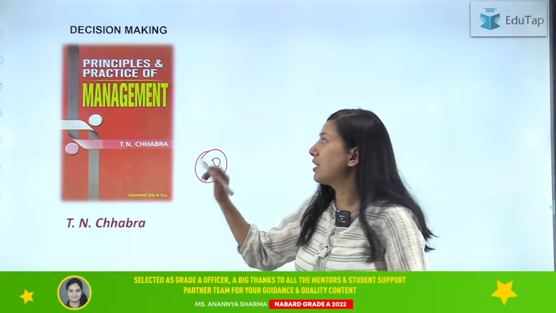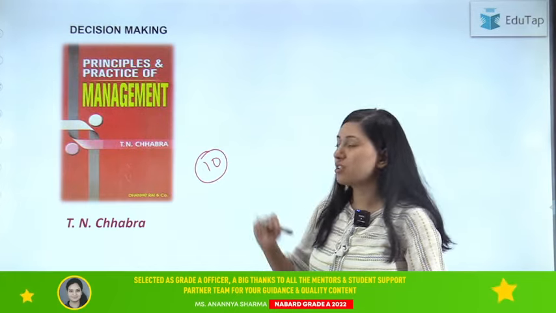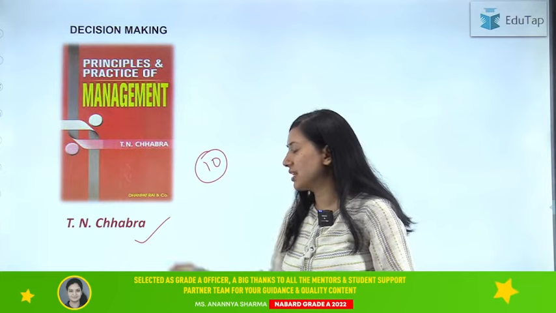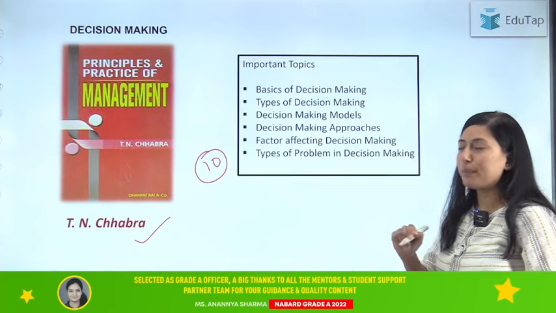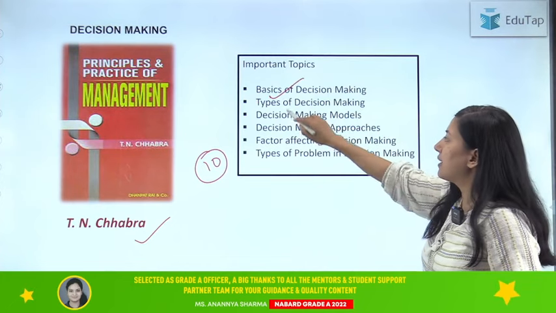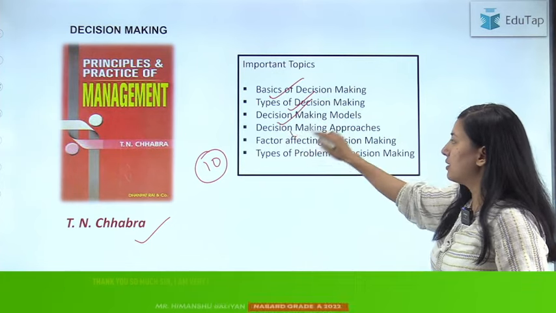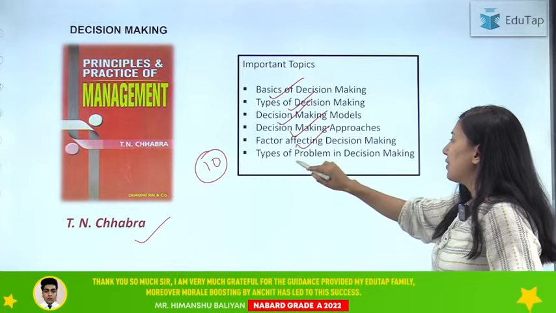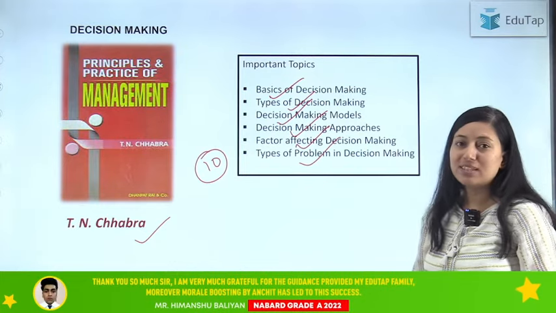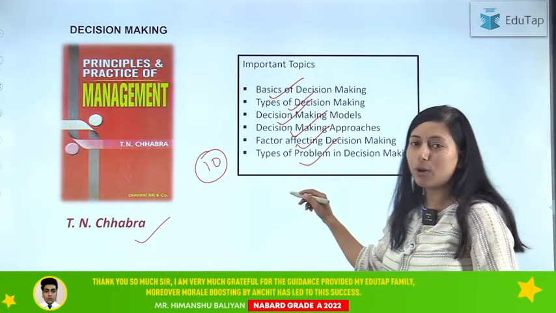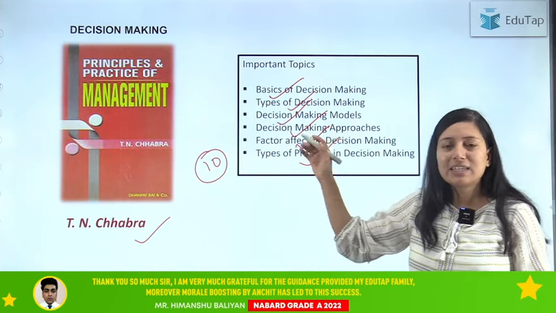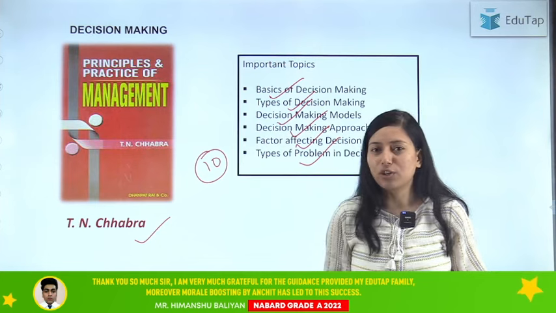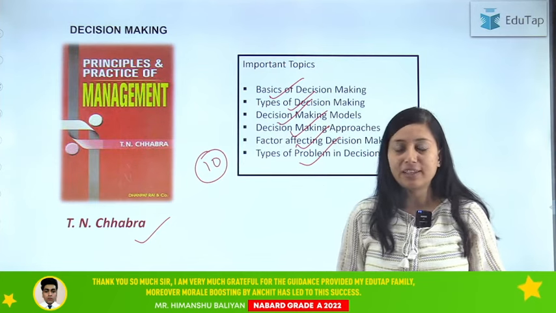So for decision making, you can go for Principles and Practice of Management by T.N. Chhabra. ठीक है, this is a good book for this subject. And here's the list of important topics: basics of decision making, types of decision making model, decision making approaches, factors affecting decision making, और type of problems in decision making. ठीक है, so ये important topics हैं. You have to pick this book. You can just prepare these important topics. At least you will be prepared for your minimum cutoff, ठीक है, अगर आपने ये important topics पढ़ लिए तो.